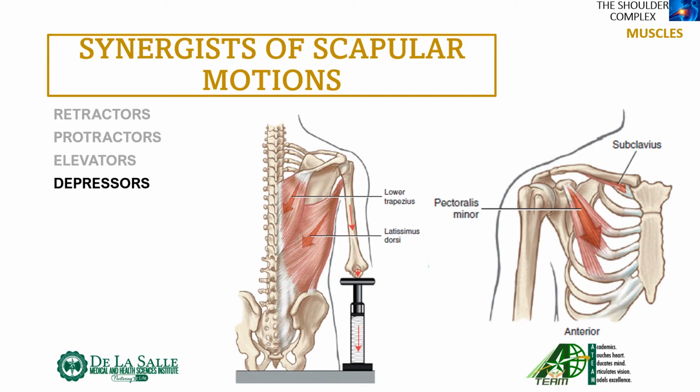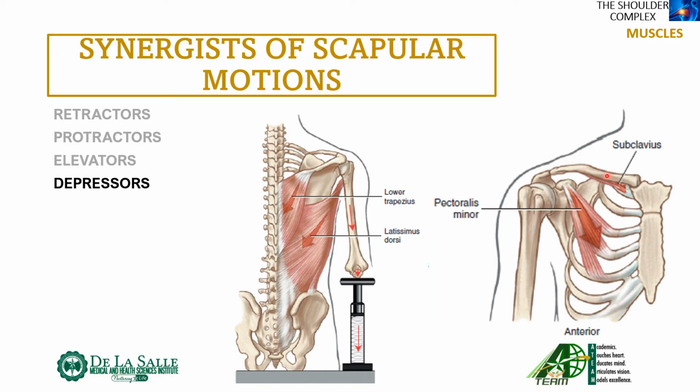For the depressors of the scapulothoracic joint, we have your lower trapezius, your latissimus dorsi in the posterior view, and your pectoralis minor and subclavius in the anterior view. So let's first discuss your subclavius muscle. The subclavius acts as a scapulothoracic joint depressor indirectly, meaning it does not really connect with the scapula to perform depression. Because as you can see, if you review the origin and insertion of your subclavius, it's not connected with the scapula. Instead, it is connected with the clavicle.